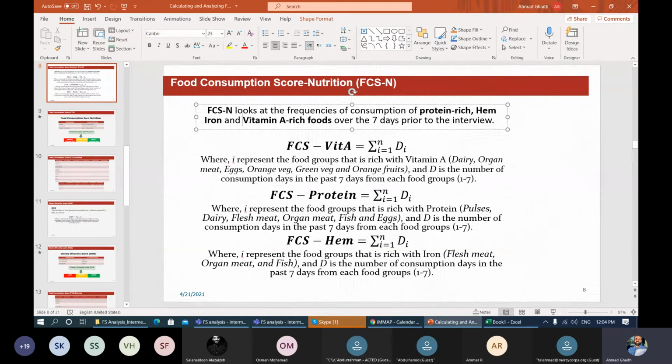And we also look at vitamin A-rich foods, so foods that are rich in vitamin A include dairy, certain types of meat, eggs, orange and green vegetables and fruits. And protein will include pulses, dairy, and meat and eggs. And then we will also look at heme iron, which again is just in certain types of meat.